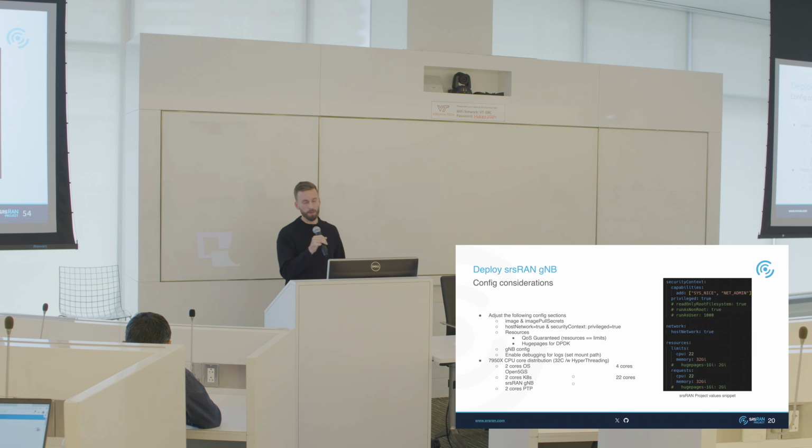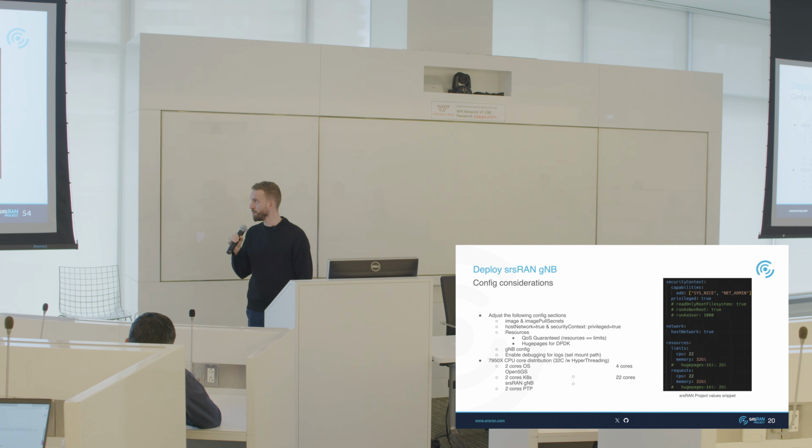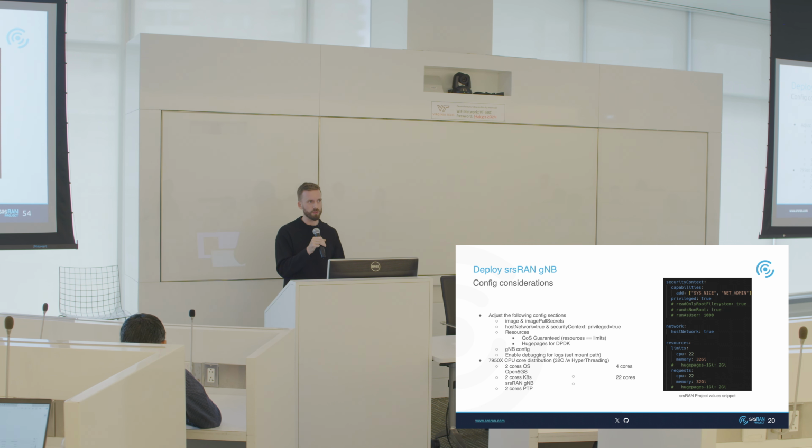Summing this up, we have 2 cores for the operating system, for the housekeeping group. Then we have 2 cores for Kubernetes. Usually Kubernetes deploys infrastructure pods like the CNI, the DNS, and so on, and they also need a little bit of CPU time, so we reserve 2 cores for Kubernetes. Then, as I said before, 2 cores for PTP.